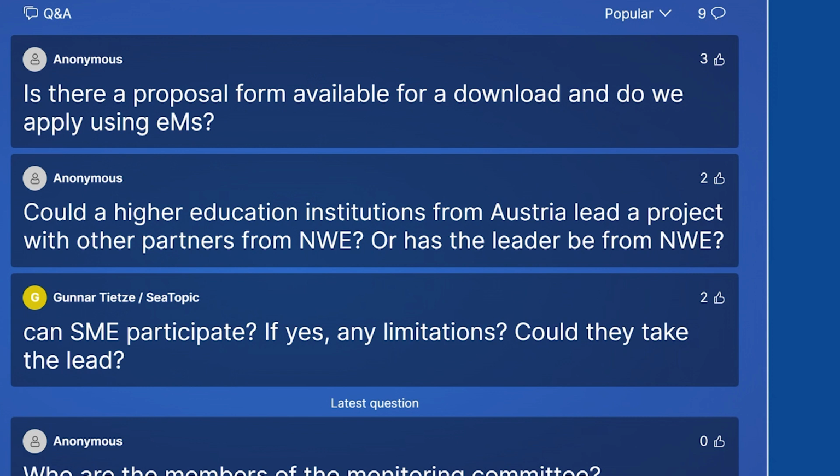Okay. Is there a proposal form available for download, and do we apply using EMS? No, EMS is from a different age. It's the last programming period. We now have the Joint Electronic Monitoring System, GEMS. You will find the link to it on our website. And as I mentioned before, you also have, in addition, a Word version of this application form that you can already download on our website.